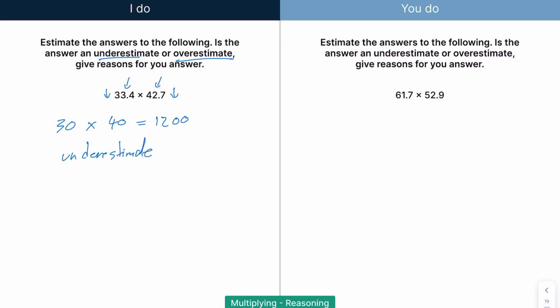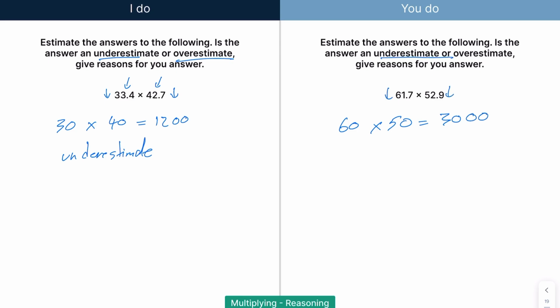And the reasoning, I'm not going to write it all out. Your reasoning would be, since both values have been rounded down, okay? That's going to be a reason. And on the right, again, hopefully you've pressed pause and had a go at this. So that becomes 60 times 50. And 6 times 5 is 30, add the 2 zeros on. Again, this is an underestimate because both values have been rounded down.